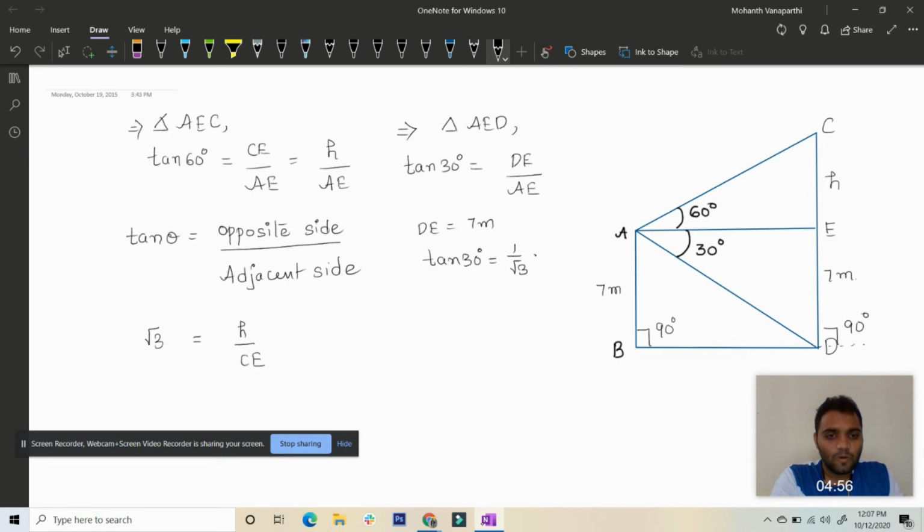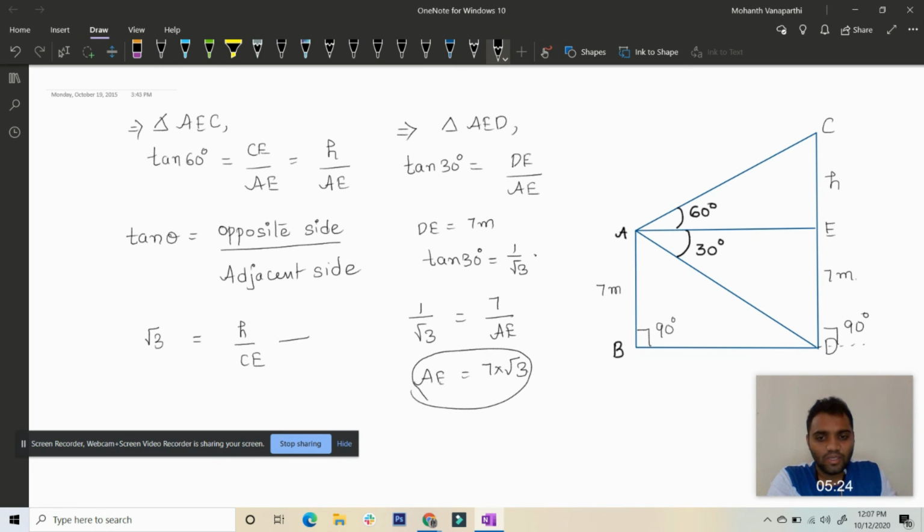Substituting this data in the above expression, we get 1 by √3 is equal to DE, that is 7, divided by AE. So now AE is equal to 7 into √3. I am substituting the value of AE in equation 1. Now we know that the value of AE is 7√3, putting this value in the diagram.